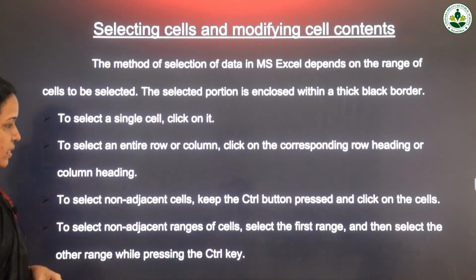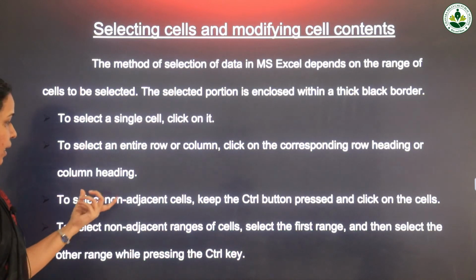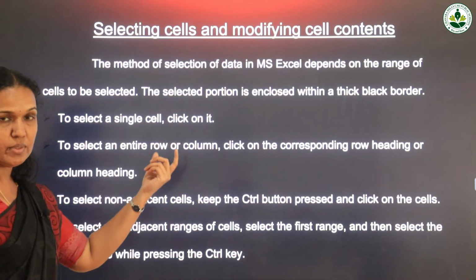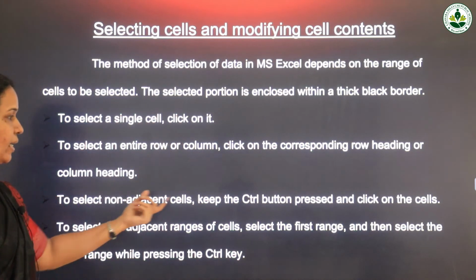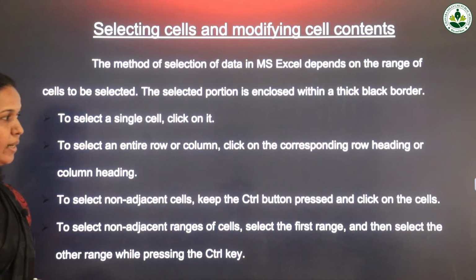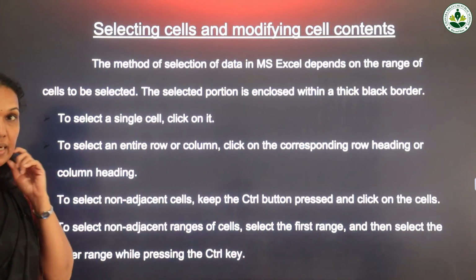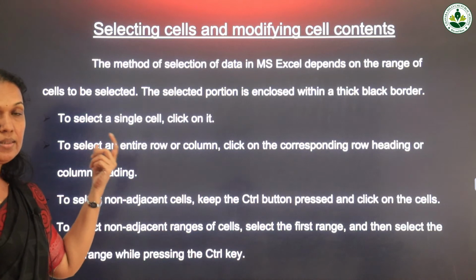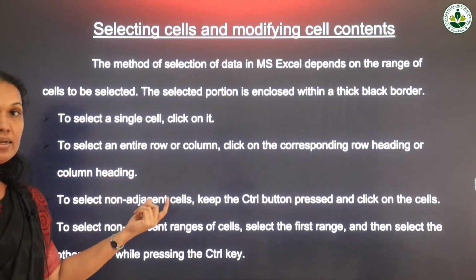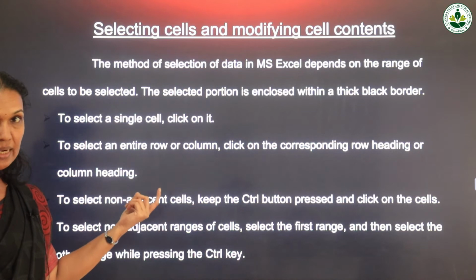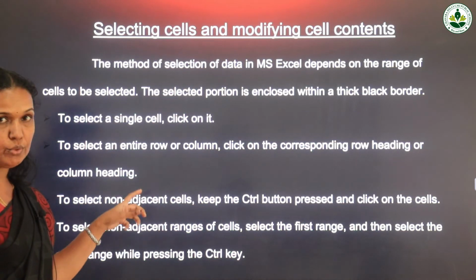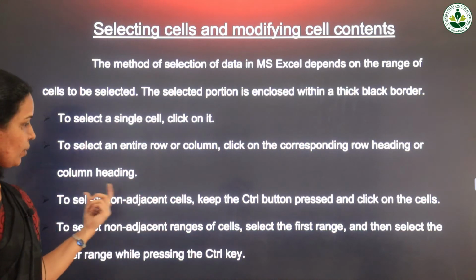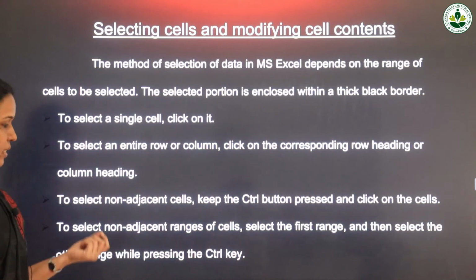Then, to select non-adjacent cells. If you want to select a first cell, and then after two or three columns you want to select another cell, in that case keep the control button pressed and click on the cell. First click on the cell that you want to select, then press the control button and click on another cell you want to select. Until you complete the selection, keep the control button pressed. Like that you can select non-adjacent cells.